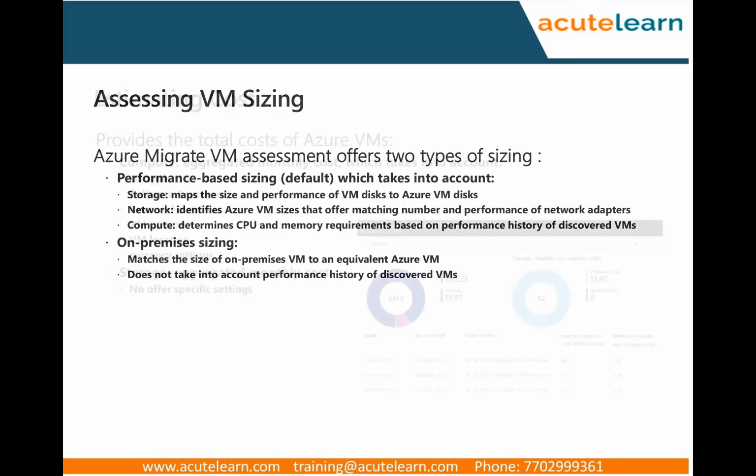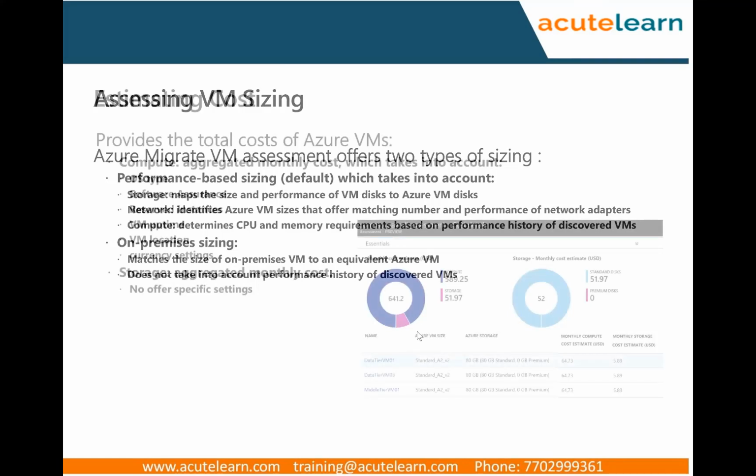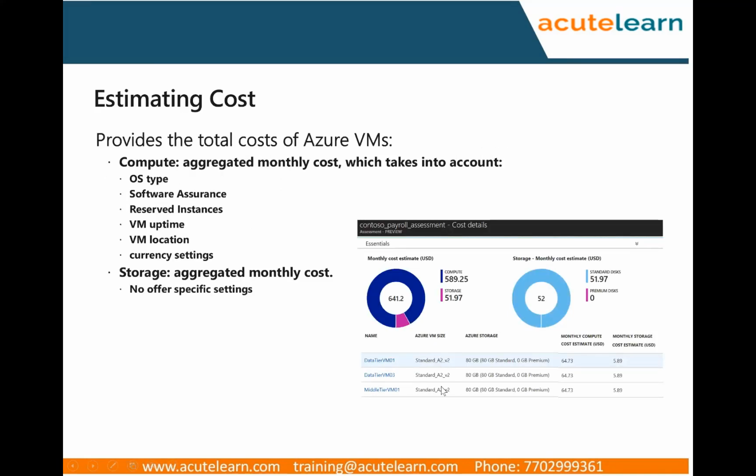Okay. It provides the total cost of the Azure virtual machines. As we see, the OS type, and whether that OS has software assurance. And we can see the Azure VM size, what it is going to suggest. Okay, it's saying Standard A2 v2 size. And data tier, and what is the size of this one. So once it discovers this, as part of the assessment, we can get that, along with uptime, currency, settings, and a lot of other things.